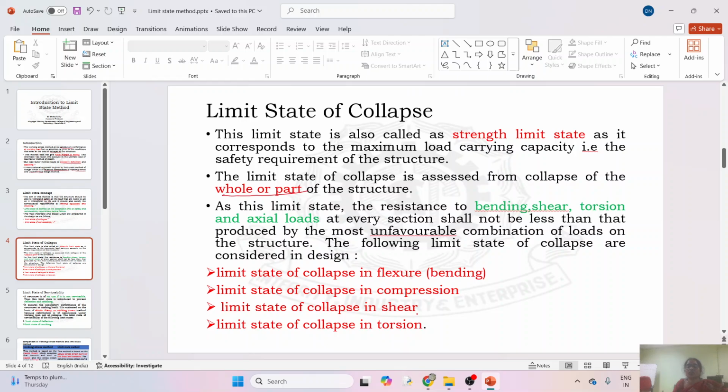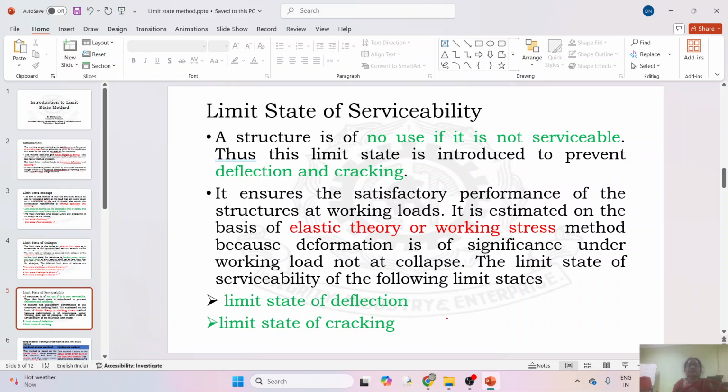So combination of the loads means the combination of dead load plus live load, or dead load plus live load plus wind load, or dead load plus live load plus wind load plus earthquake load. This is a combination of loads. So the following limit states of collapse are considered in the design: limit state of collapse in flexure, limit state of collapse in compression, limit state of collapse in shear, limit state of collapse in torsion.